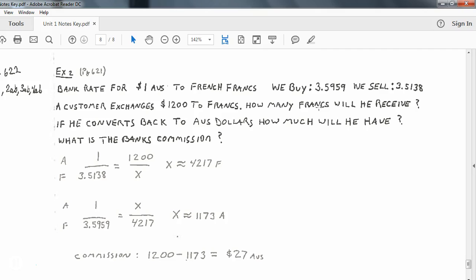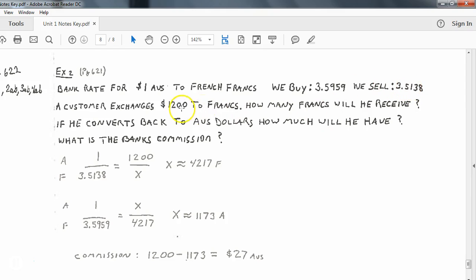And so you have to look at this from what the bank is doing, not what the person is doing. So from the bank's point of view, and remember this is in terms of francs because that's what the question is asking for. What is the bank doing with francs? Is the bank buying francs from him, or is the bank selling francs to him?